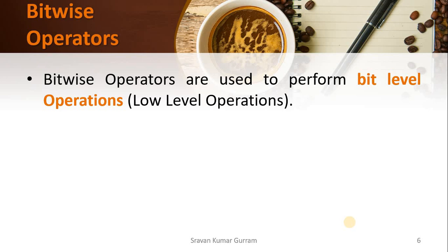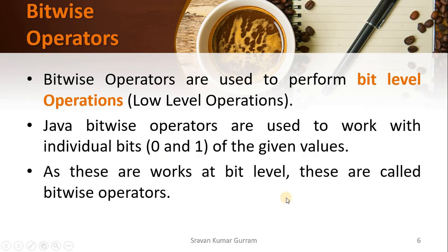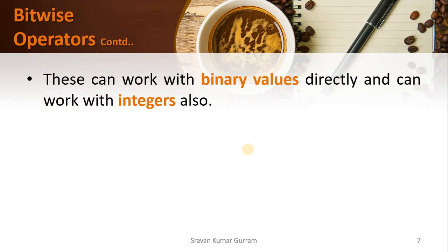Bitwise operators are used to perform bit level operations. These bit level operations are also called low level operations. Java bitwise operators are used to work with individual bits of the given value. As these work at bit level, they are called bitwise operators. These bitwise operators can work with binary values directly and can work with integers also.